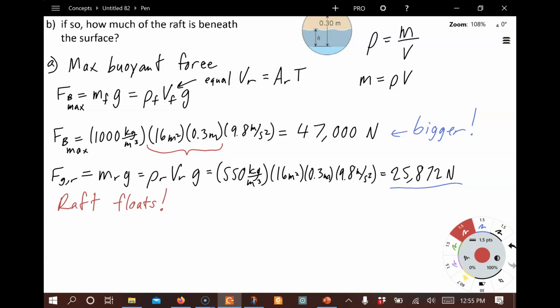And in fact, if you think about it, when we did this computation, the only things that differed here were the densities. And so ultimately, if you want to determine whether something is going to float or not, compare the densities. If the fluid is more dense, the object will float. If the object is more dense, it will sink into the fluid.